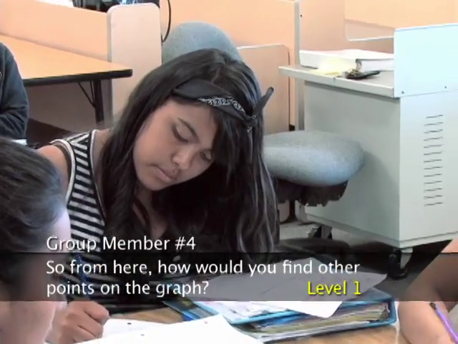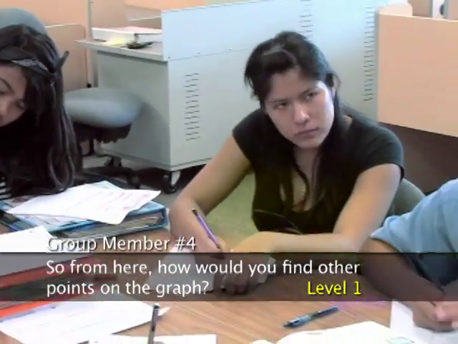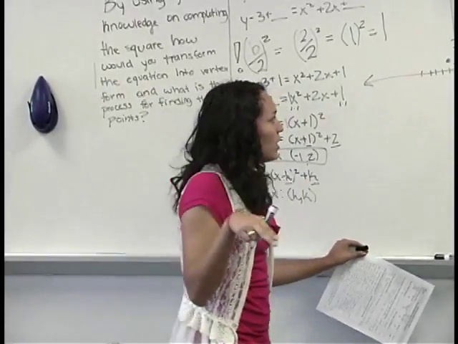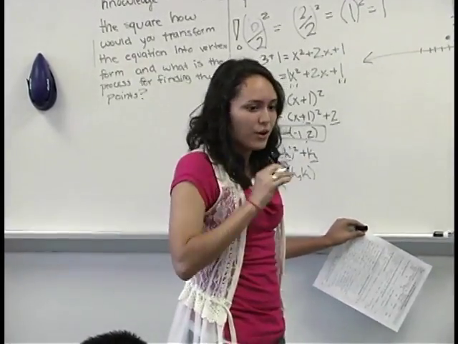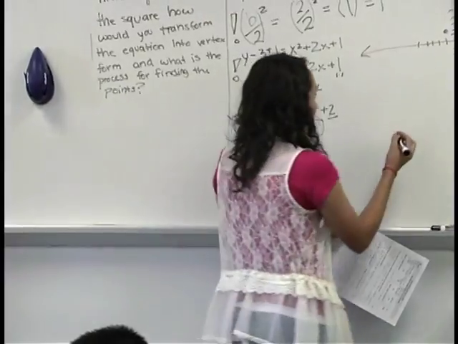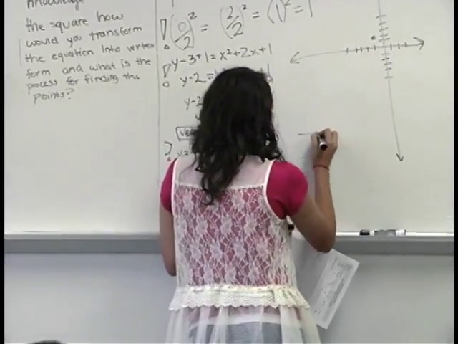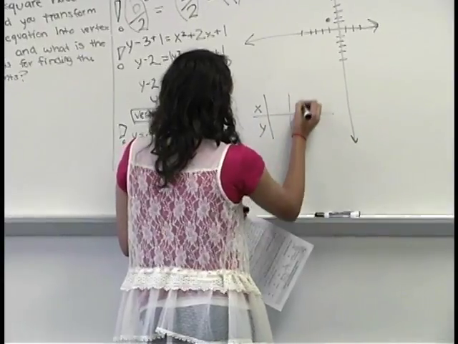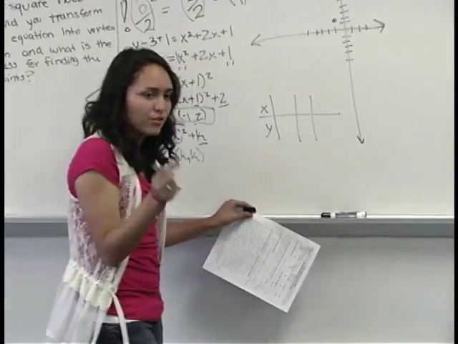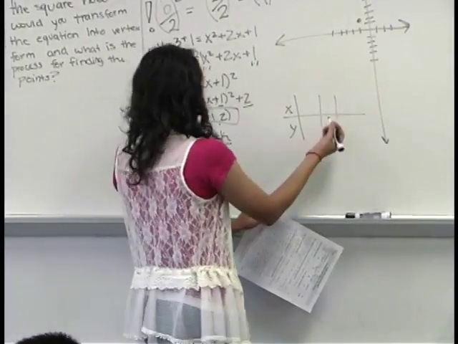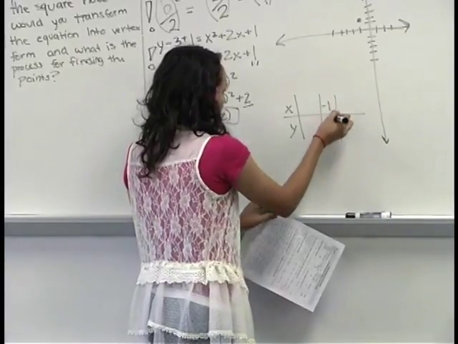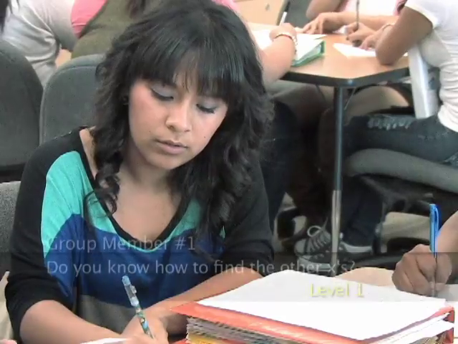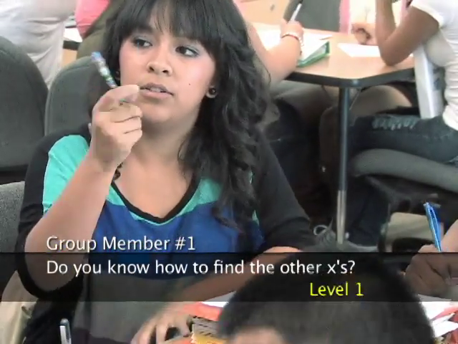So from here, how would you find other points on the graph? I know you only need 2 more and that you use a table, but I don't know how to fill in the table. The vertex would be your first point on the table though. Do you know how to find the other x's?